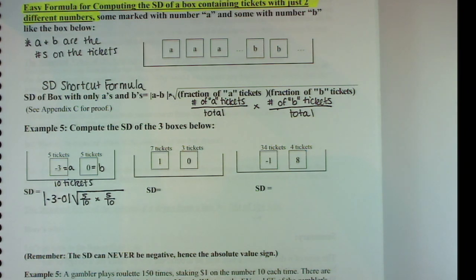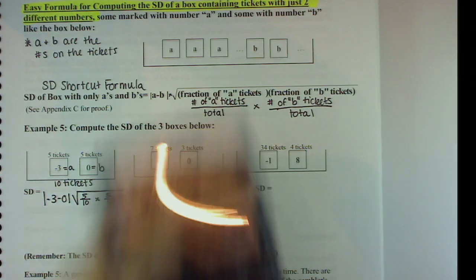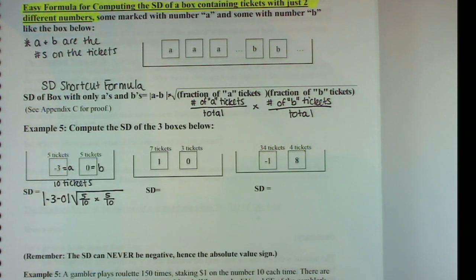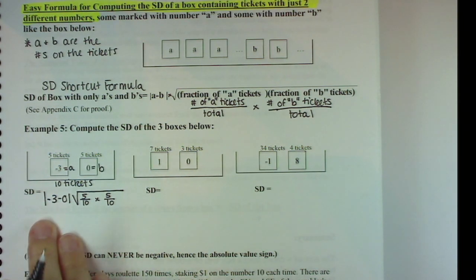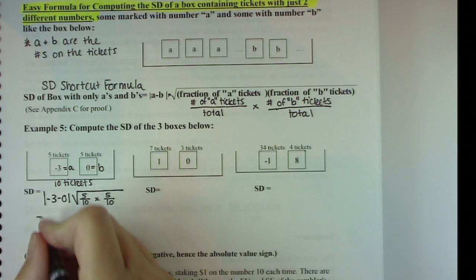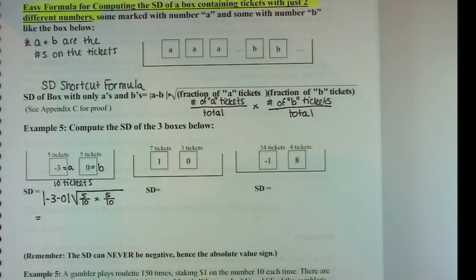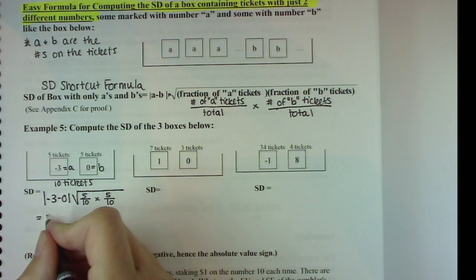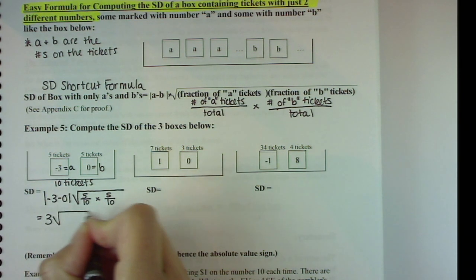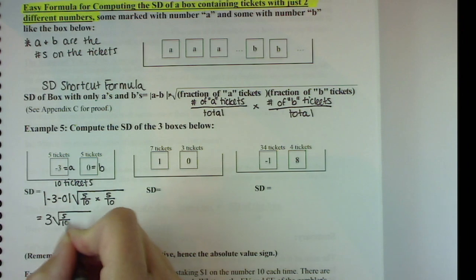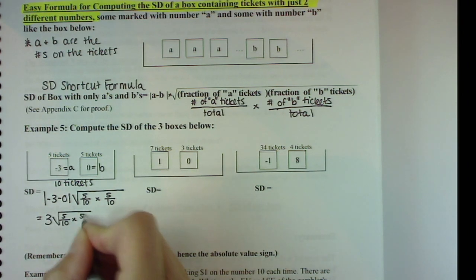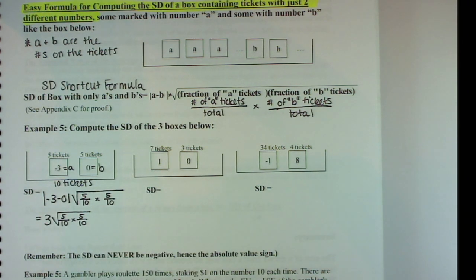And most calculators, at least the calculator I have, the TI-30, it might do absolute value, but it's kind of confusing. I don't even want to bother with it on the calculator. So I always like to do this part first. I would say, okay, if I was going to put this in my calculator, negative 3 minus 0 is negative 3, and then the absolute value makes it positive. So what I'm going to put into my calculator is 3 times the square root of 5 over 10 times 5 over 10.